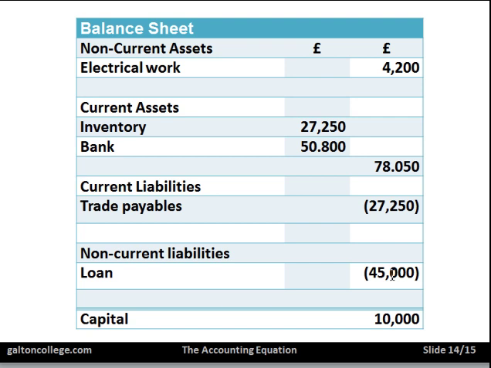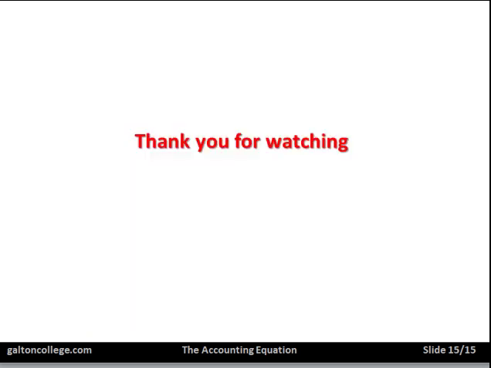And if we add 4,200 to 78,050, we get 82,250. So the 72,250 from those two plus the 10,000 gives you the 82,250 in terms of assets. That's all there is to the accounting equation. Thank you for watching.